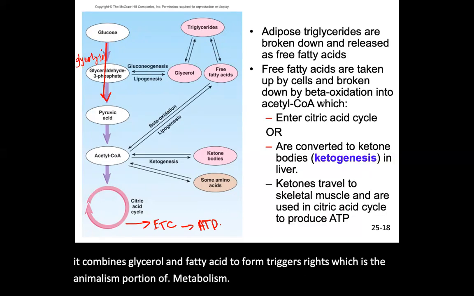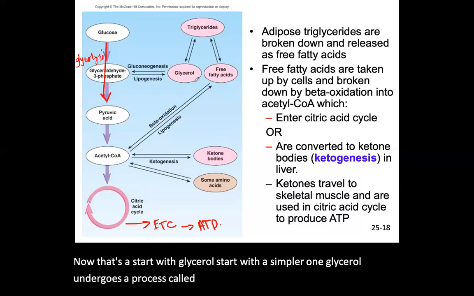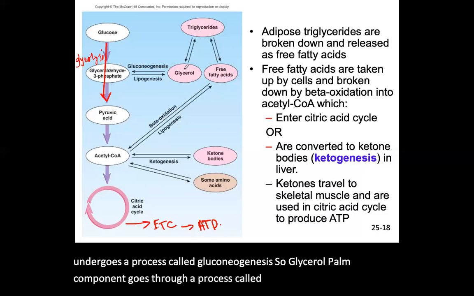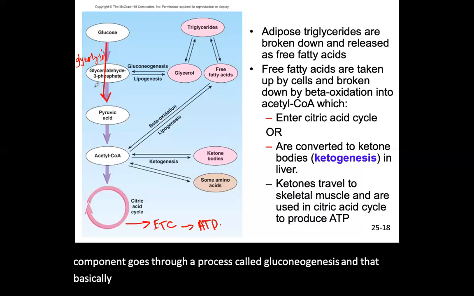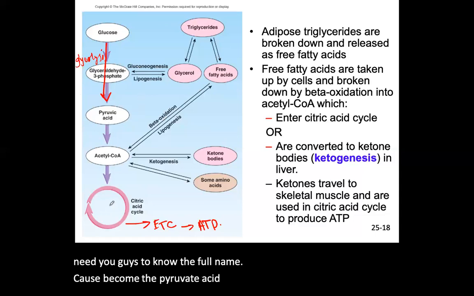Now, let's start with glycerol. Let's start with the simpler one. Glycerol undergoes a process called gluconeogenesis. So glycerol goes through gluconeogenesis, and that basically gets introduced as an intermediate of glycolysis. Again, I don't need you guys to know the full name. It becomes pyruvic acid, acetyl-CoA, citric acid cycle, goes through the electron transport chain, and eventually ATP.